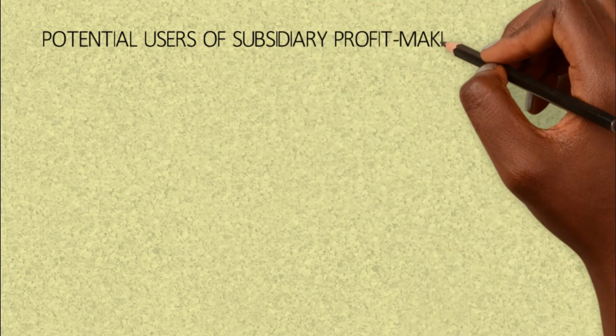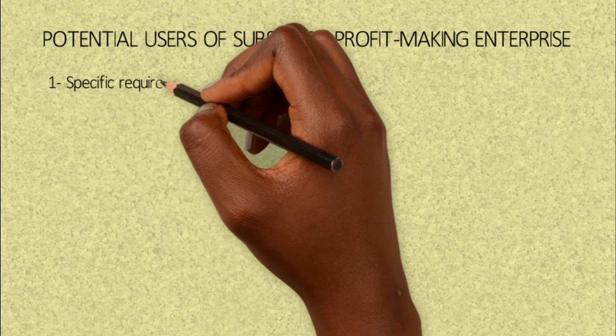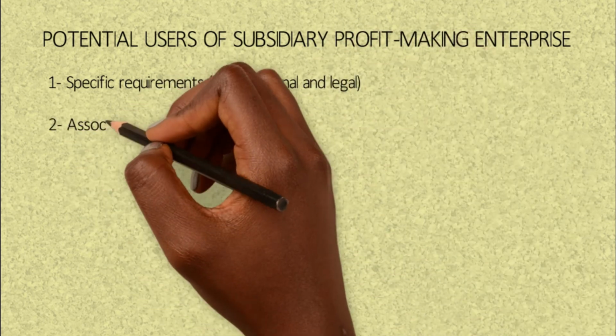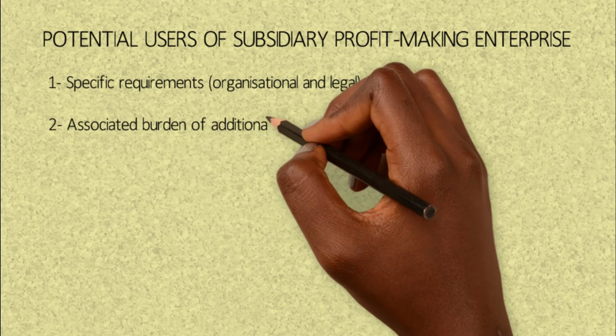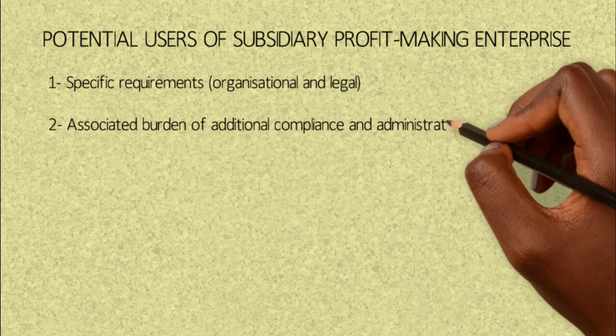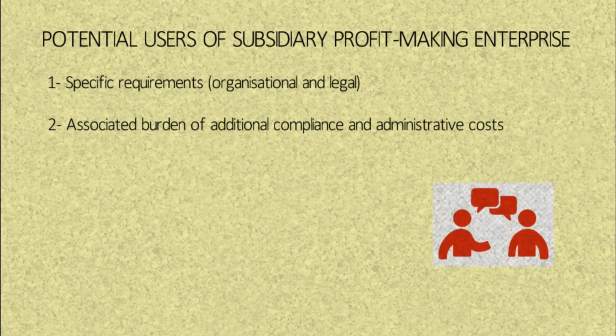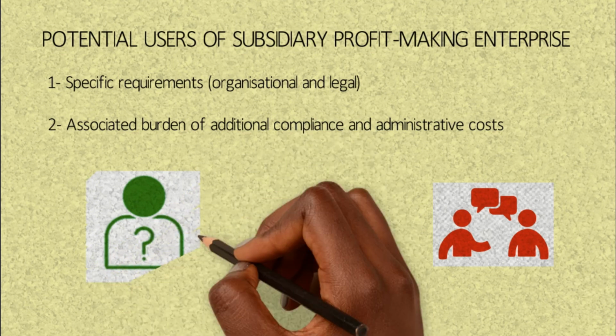Some civil society organizations that can use this model involve organizations that respect specific requirements, so organizational and legal requirements. Once you meet them, then you can be able to apply this model to the work of your organization, or consider the associated burden of additional compliance and administrative costs.